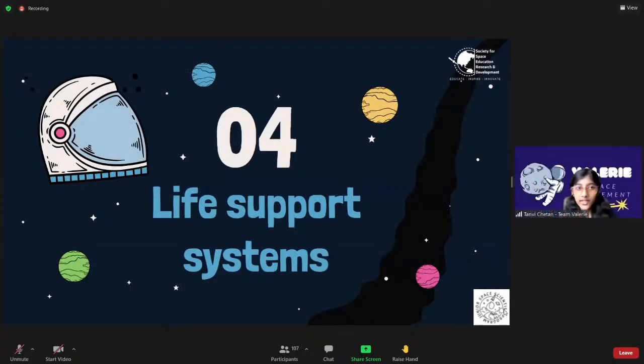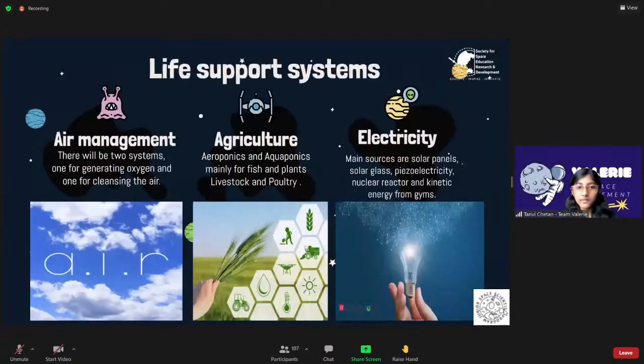So now let's talk about life support systems. These are the various subsystems required for life to survive and thrive within the settlement. The atmosphere will be taken care of by two systems, one for generating oxygen and one for cleansing the air. For agriculture, two techniques will be employed, aquaponics and aeroponics, which is mainly for fish and plants. Apart from this, livestock and poultry will also be there. Our main sources of electricity will be solar panels, solar glass, piezoelectricity, nuclear reactors, and kinetic energy from gyms.